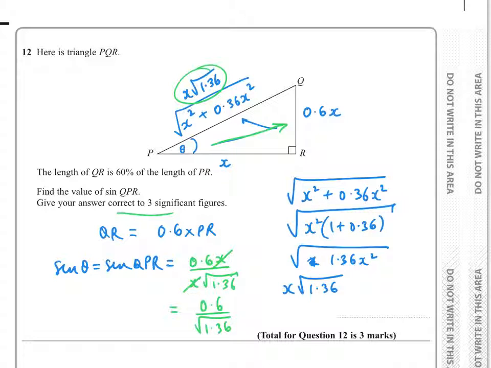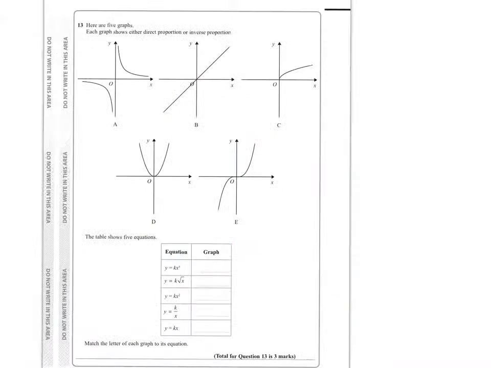So we're going to do 0.6 divided by the square root of 1.36, press equals, and it gives me 0.51449575554, and I want that to 3 significant figures. So this 4 is going to have no effect. So 0.514 to 3 significant figures.